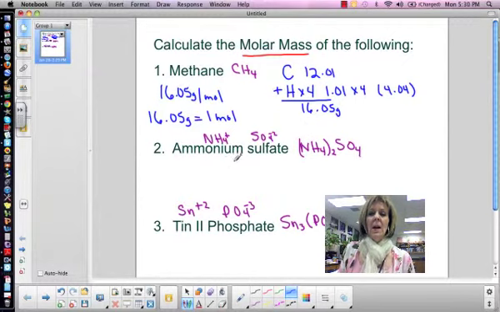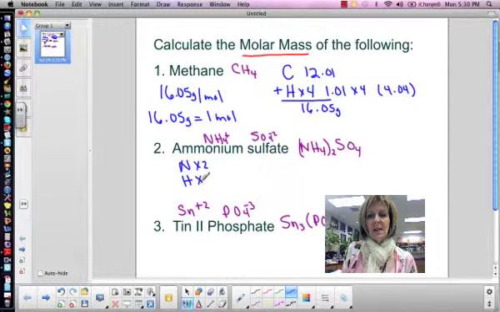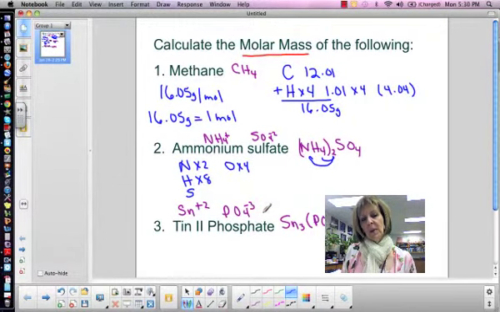All right, ammonium sulfate. I need to know what these parentheses mean. Just like in math, if you have a number outside the parentheses, it means 2 times everything inside the parentheses. So I'm going to have nitrogen's mass times 2, and hydrogen's mass times 8. Do you see that? Because this is 2 times that nitrogen, and then 2 times that 4, which is 8. And then I'm going to have 1 sulfur, and then 4 oxygens.